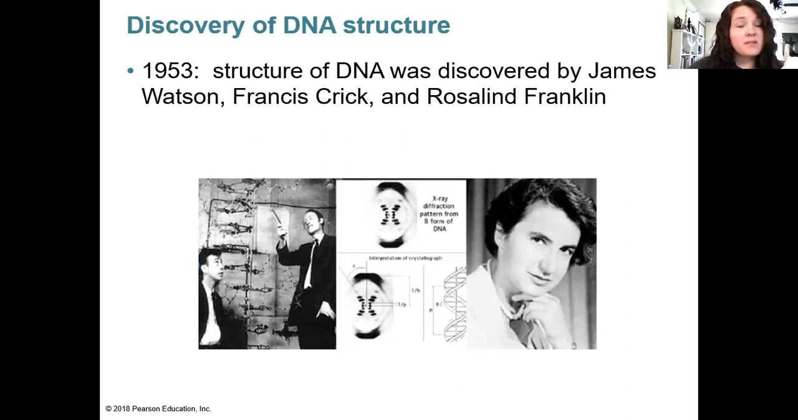And then without Rosalind's knowledge, Maurice took one of her X-ray pictures of DNA, this one right here, and he secretly showed it to Watson and Crick. And as soon as they saw it, they immediately knew what the structure was, and they published a paper about it. And Rosalind Franklin figured it out on her own and published a paper too. But at that point, hers was treated as an afterthought because Watson and Crick had already dropped the bomb on the scientific community. Watson and Crick, they won the Nobel Prize for their work.